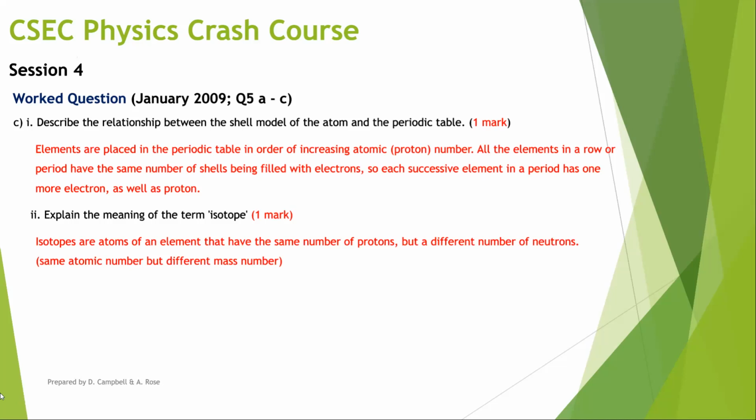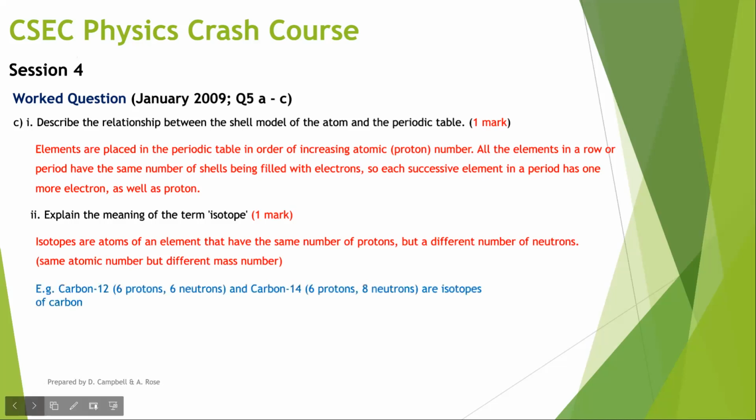So for instance, you can refer to what Mr. Campbell had talked about, hydrogen. There are three main isotopes of hydrogen. You have H1, H2, and H3. So all of those would be isotopes of hydrogen.